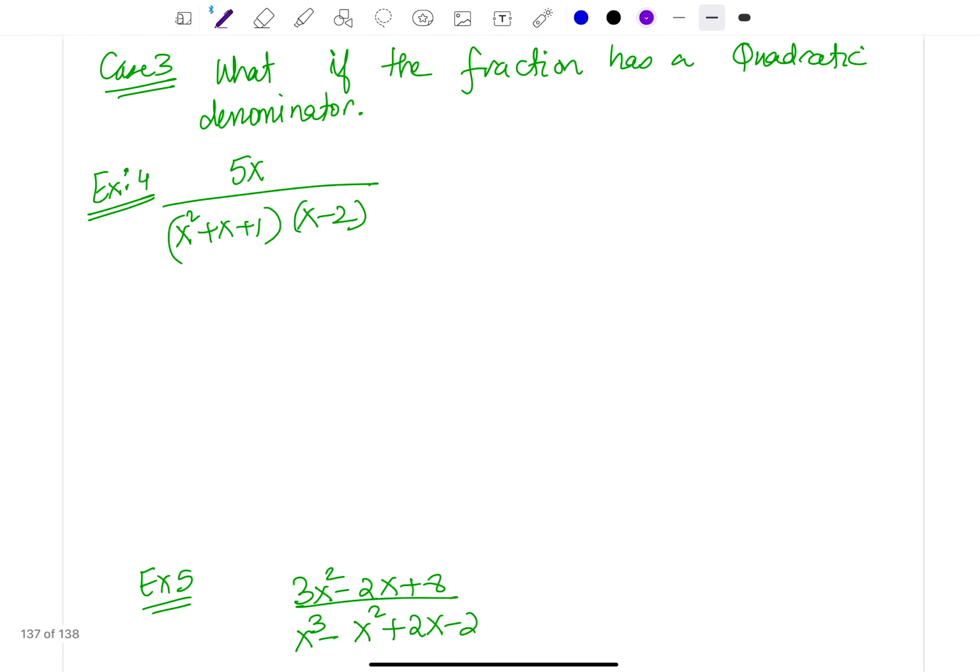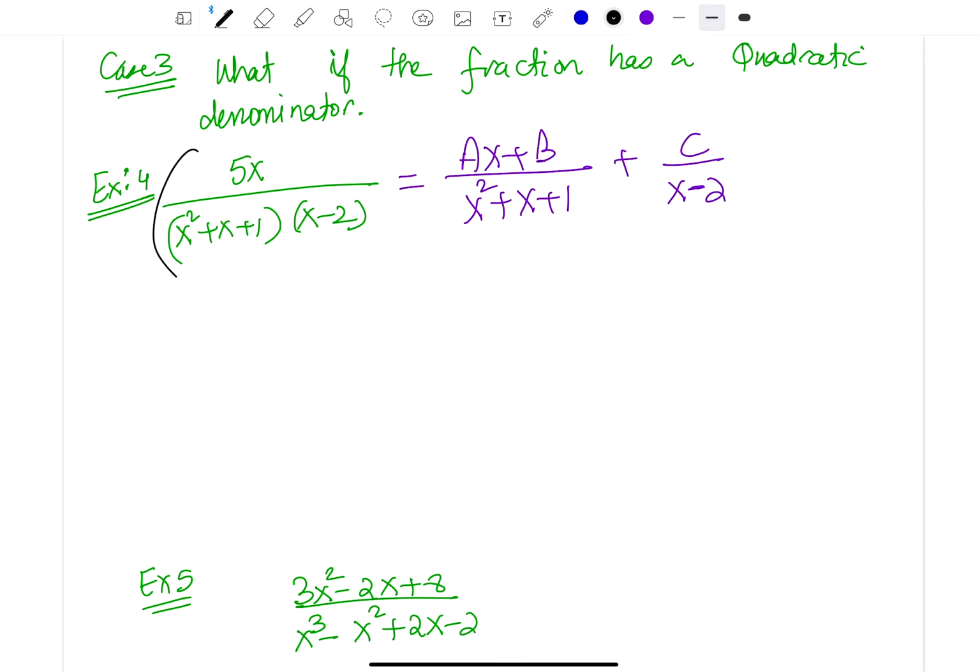Right, the next example is when the fraction has a quadratic denominator. If my denominator is a quadratic factor which is not factorable, we cannot break it any further. So to set up the partial fractions for this kind of fraction, we will use a linear factor in the numerator: (ax plus b) over (x squared plus x plus 1), plus c over x minus 2. Now we're going to multiply everything on both sides with the denominator, (x squared plus x plus 1) times (x minus 2).